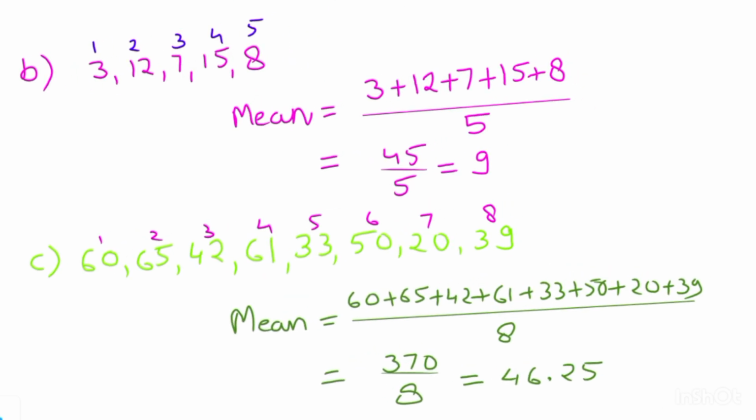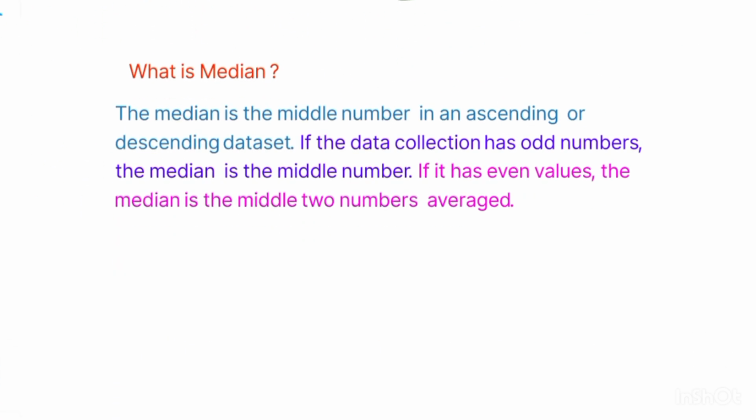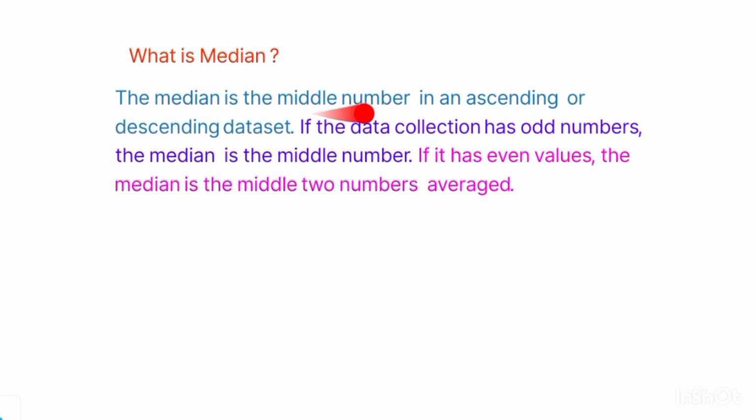Now let's understand what is median. The median is the middle number in an ascending or descending order of a data set. If the data collection has an odd number of values, the median is the middle number, and if the values are even in number, then the average of the middle two numbers is the median of the data set. So let's take an example to make it more clear.